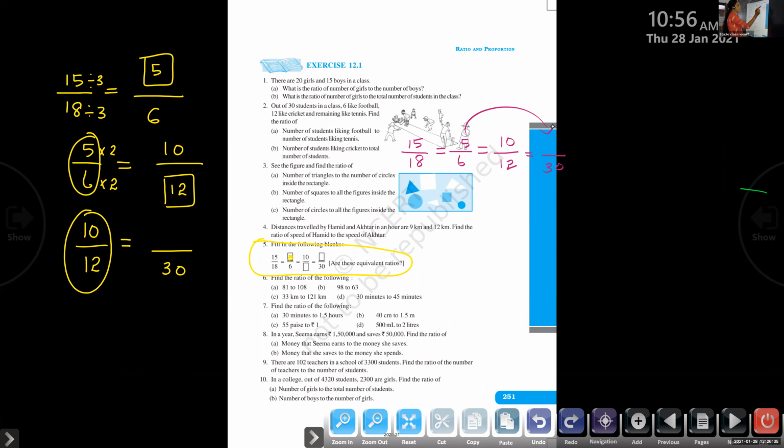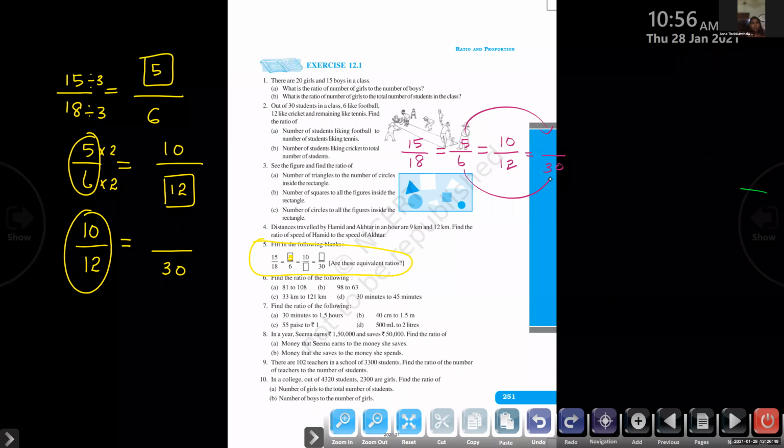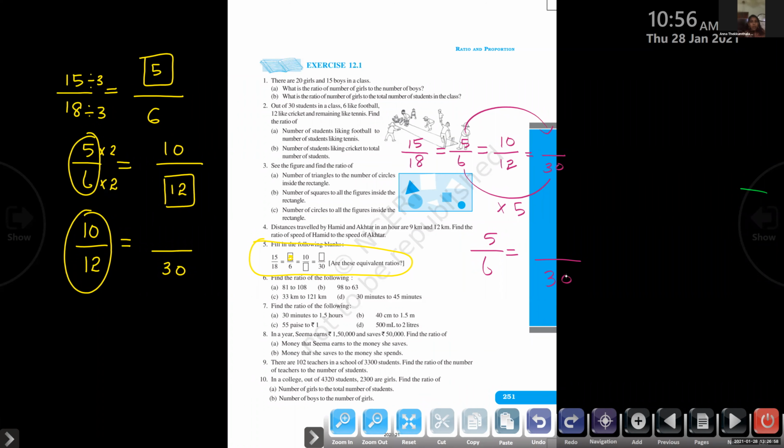See, now you can compare this 5 and 6. All these are equivalent fractions, which means all these fractions are equal, right? Yes. So how will you get 6 and 30? 6 into 5 is 30. If 5 by 6 equals dash by 30, how will you find the answer? 5 into 5. So 6 into 5, 5 into 5. 25 is the answer. Clear, children?